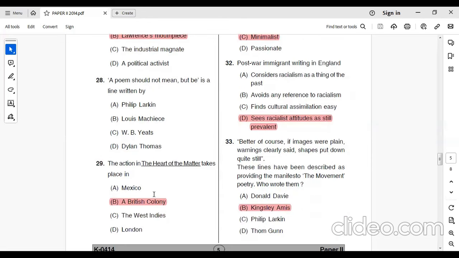Next, the action in The Heart of the Matter takes place in a British colony. So answer is a British colony. So The Heart of the Matter is a novel written by Graham Greene in 1948. And here in this novel, the action takes place in a British colony.